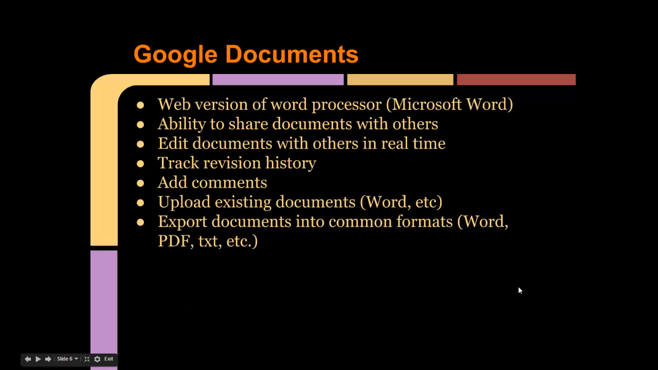Okay, so we're going to talk about some of the specific types of apps or types of documents that we have available. First is Google Documents, which is like your Microsoft Word processing. It's a web version of a word processor. The ability to share documents with others. You can edit documents with others in real time. You can track history, you can add comments, and you can upload existing documents. If you have a Word document on your computer, you can upload it and potentially convert it to Google document format. And you can save or export documents into a Word or PDF document.